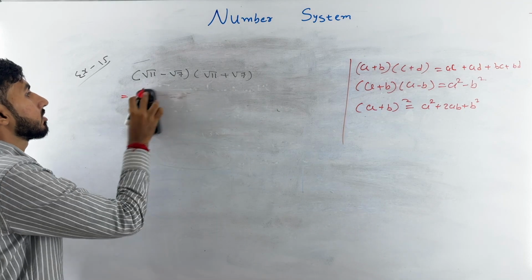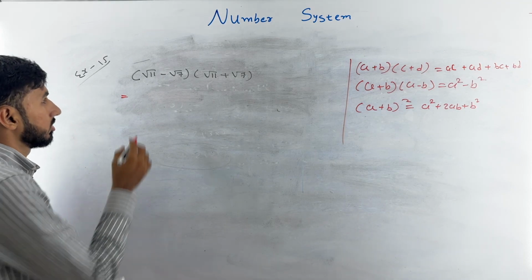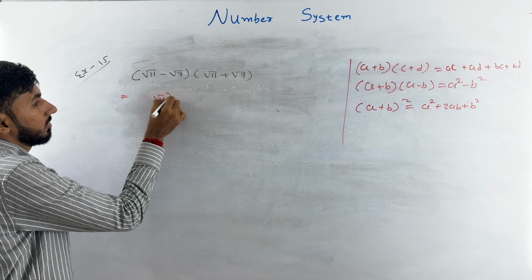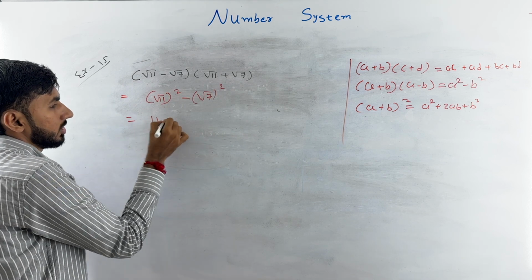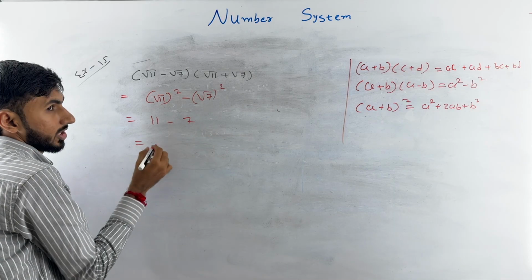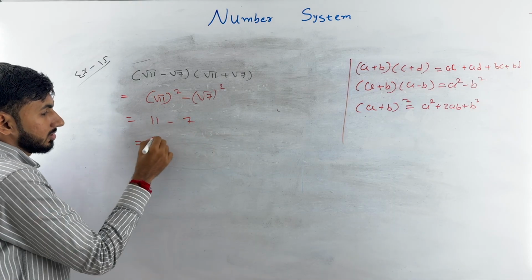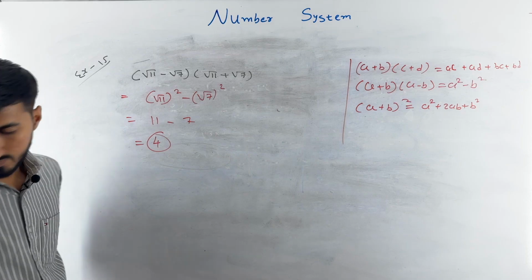Let me write it in the form of a square minus b square, which is root 11 square minus root 7 square. Now root 11 square is 11, root 7 square is 7. So my answer will be 11 minus 7, that is 4. So 4 is my answer.